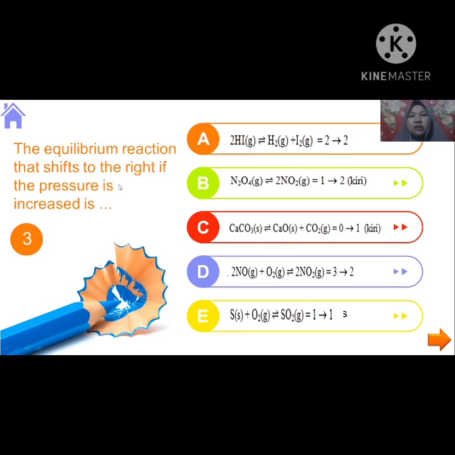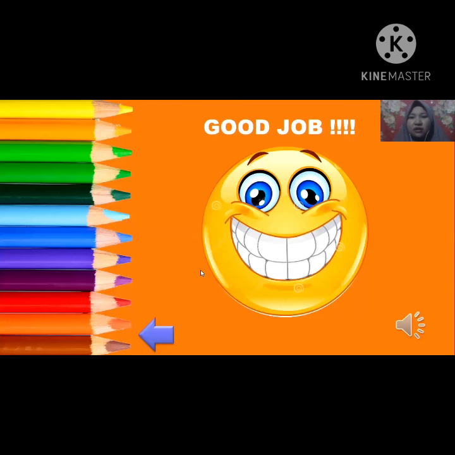But for the equilibrium reaction that shifts to the right if the pressure is increased, when the pressure is increased, the equilibrium will shift to the side with the smaller reaction coefficient. So the answer is D.